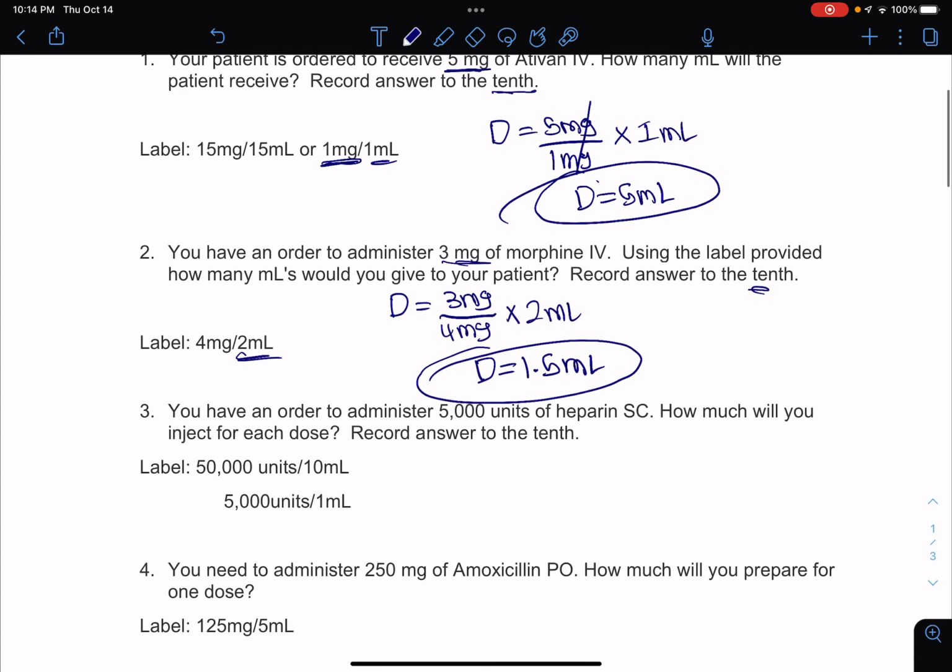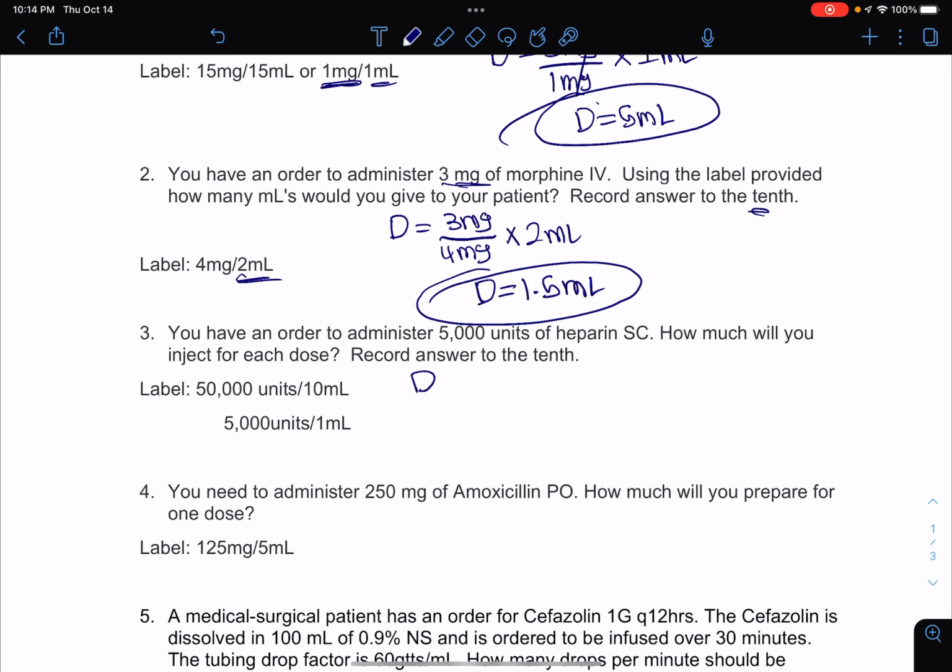Next, you have an order to administer 5,000 units of heparin. How much will you inject for each dose? Round answer to the nearest tenth. Don't get tripped up on the units. It's there to trick you into thinking that you have to do conversions, but you don't have to. We're going to still do the same thing. You're going to want D equals 5,000 units over, there's 5,000 units per 1 mL. The units cancel out. 5,000 divided by 5,000 is 1. Times 1 is 1. You're going to get 1 mL. That was kind of easy since technically the answer was right in there.